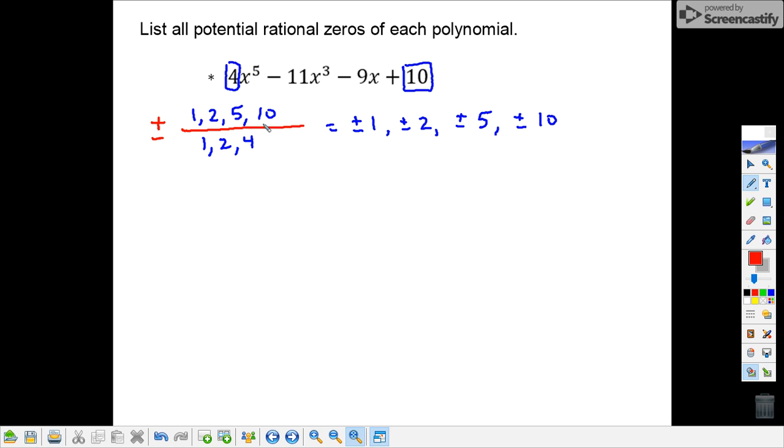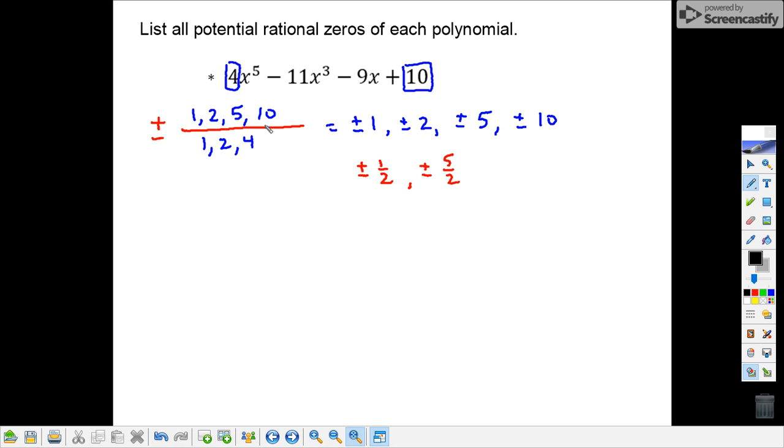Now I'm going to divide each number by 2. So we have positive negative 1/2. Now 2 over 2 is 1, so I don't need to repeat that one. So then we'll go to 5 over 2. That one's not on the list yet. 10 over 2 is 5. I already have that on my list, so I don't need to repeat that one either.